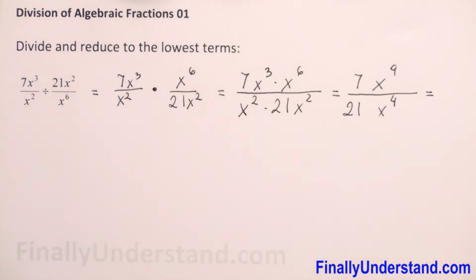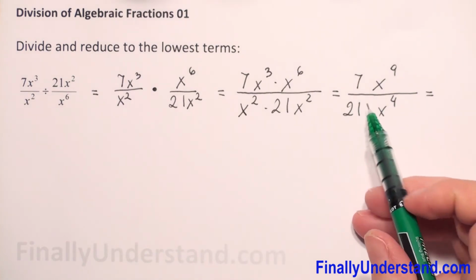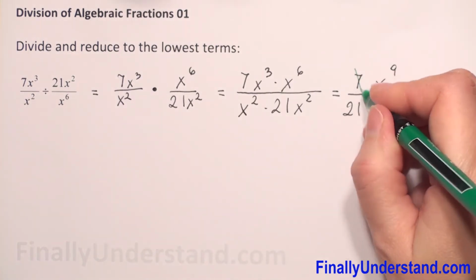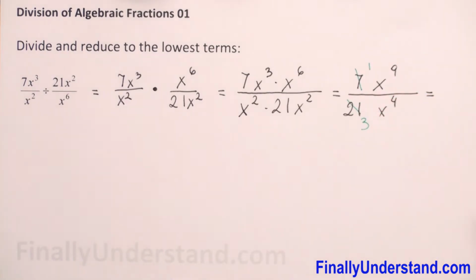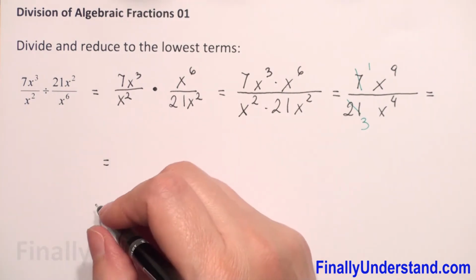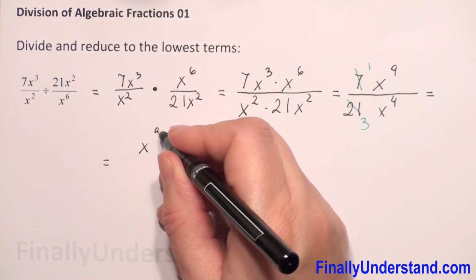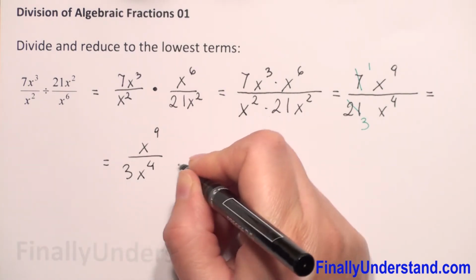So this is equal. Next step, we have to reduce to the lowest terms. So we have 7 and 21. The greatest common factor for 7 and 21 is 7. 7 divided by 7 is 1. 21 divided by 7 is 3. So we have that this is equal 1 times x to the 9th power over 3x to the 4th power.